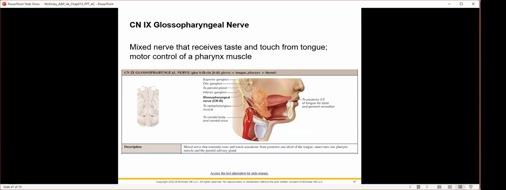Cranial nerve number 9 is your glossopharyngeal nerve. That word glosso is tongue, and pharyngeal means your throat, your pharynx. This is also a mixed nerve, so both motor and sensory function. For that sensory function, it receives taste and touch from the tongue. For the motor function, it controls muscles in the throat or the pharynx.